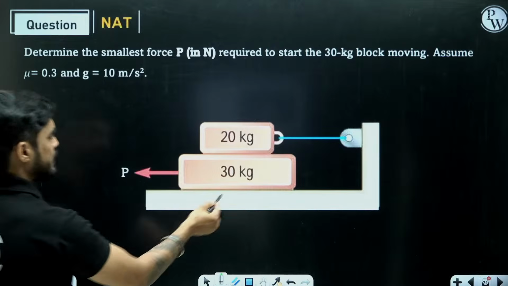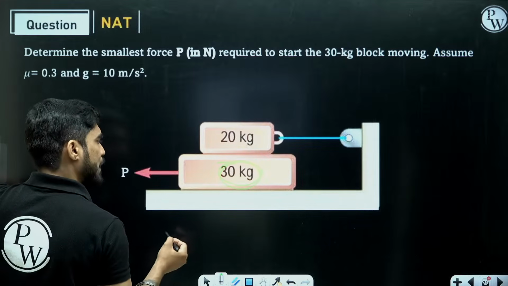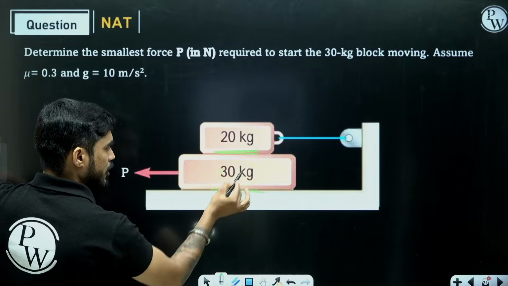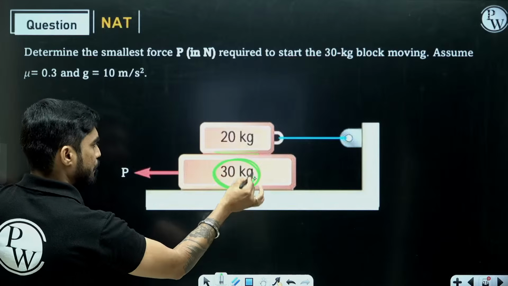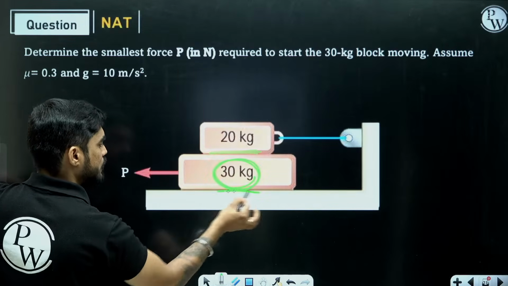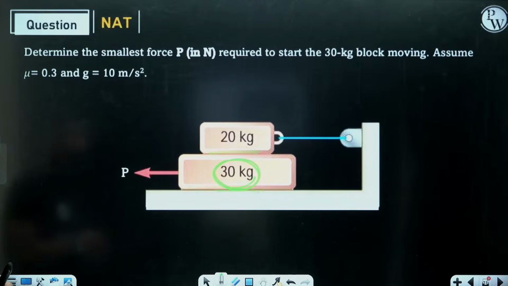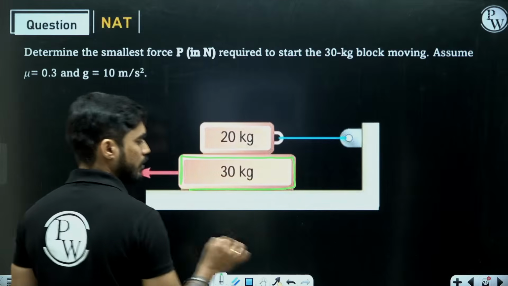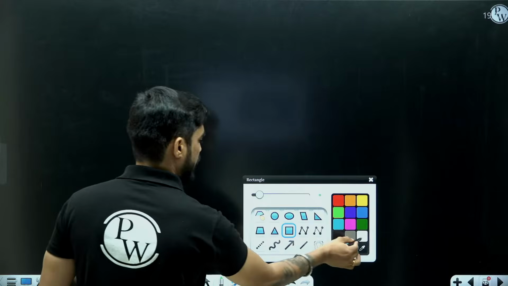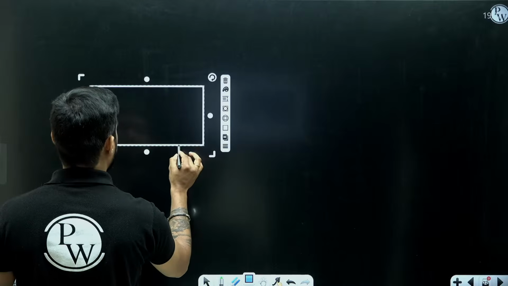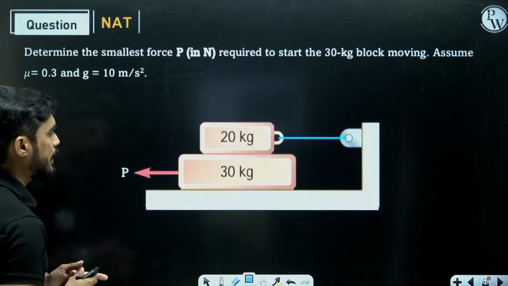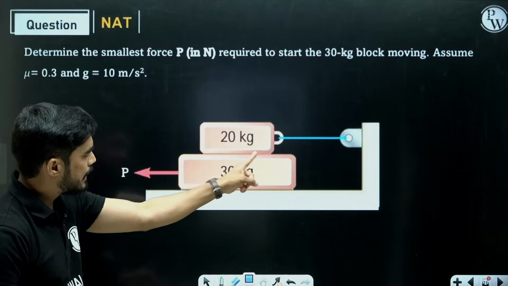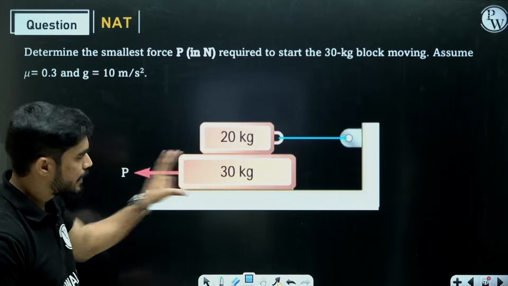In order to move this 30 kg block, impending sliding should happen here as well as here. So what we are going to do is draw the free body diagram of this 30 kg block, because impending sliding is happening on top as well as on bottom. Then only it will move. If sliding is happening here as well as here, then only it is going to move.